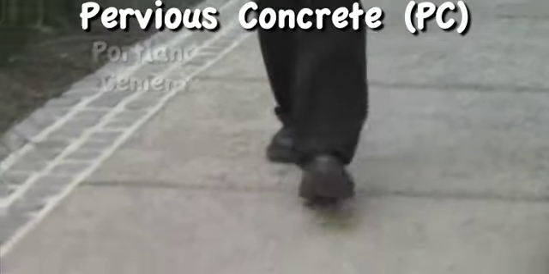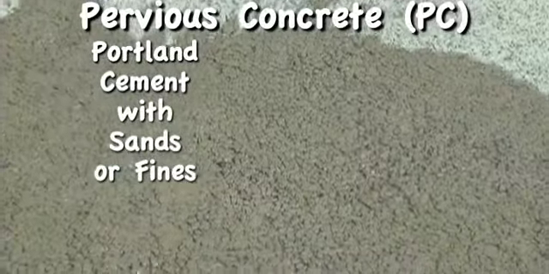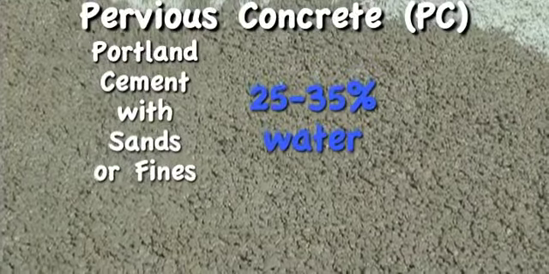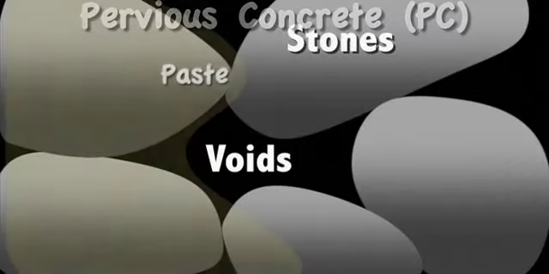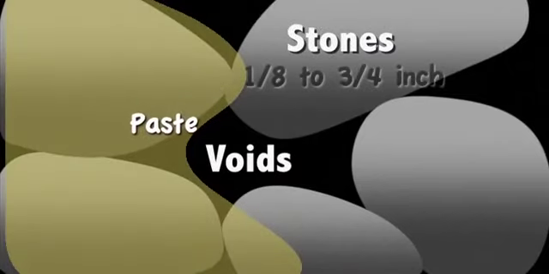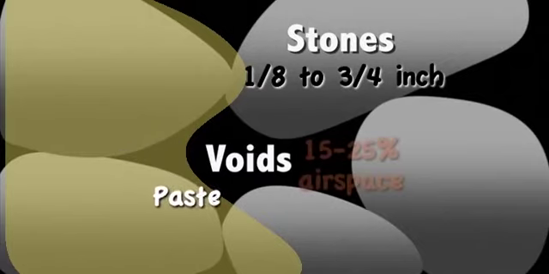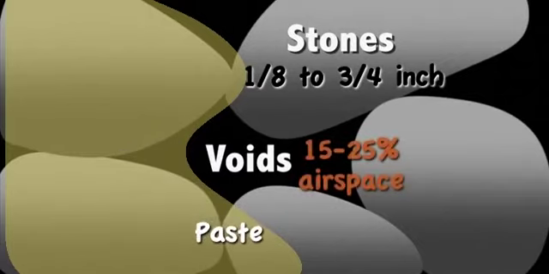Pervious concrete is Portland cement made without the use of sand or fines. By using a water to cement ratio of 25 to 35%, a thick paste is created. The paste is then used to form a coating around small stones, generally about 1/8 inch in diameter. The result is 15 to 25% void or air space within the concrete.